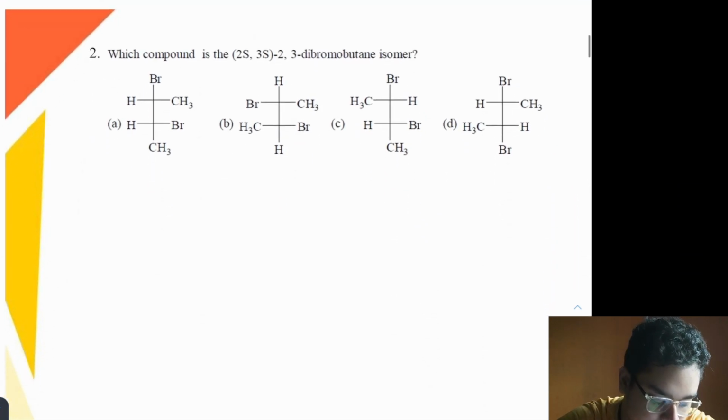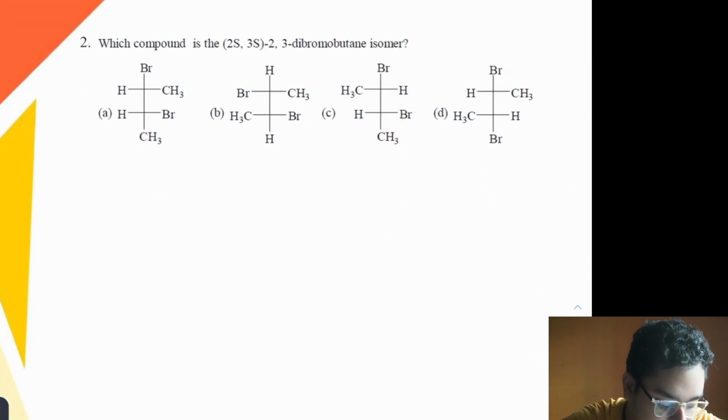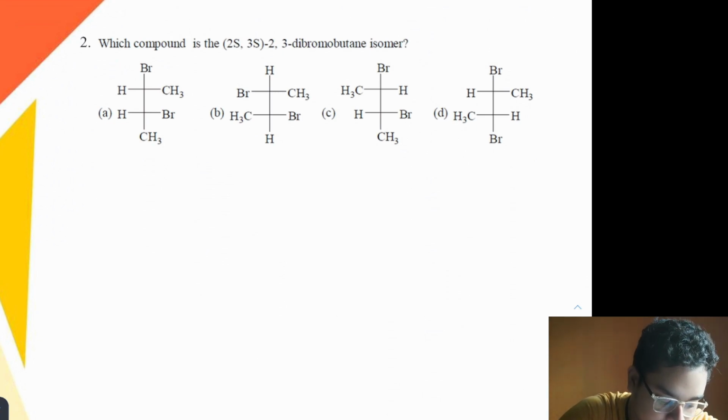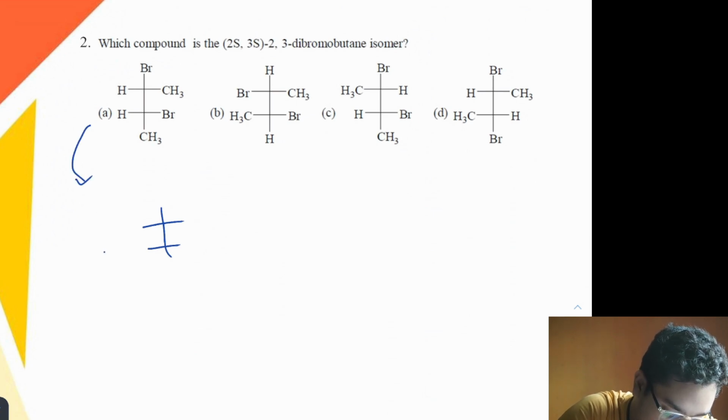Now we move to the second question. The second question asks which compound is the 2S, 3S 2,3-dibromobutane isomer. We simply have to calculate the RS nomenclature for every compound. Here I want to show one trick. For the first compound A, if we take HBr, yes.